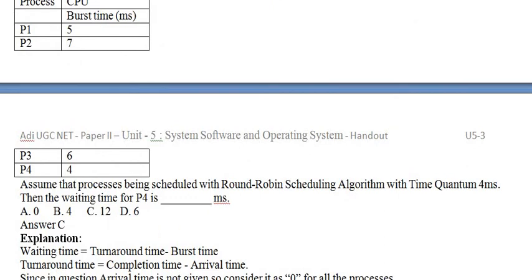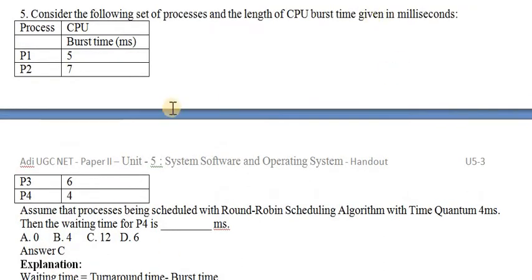Okay, so they mentioned: consider the following set of processes and length of CPU burst time given in milliseconds. Okay, so we have 4 processes. P1 completion time is 5 milliseconds, process P2 is 7, P3 is 6, and P4 is 4. Assume that each process is scheduled with the round robin scheduling algorithm with a time quantum size of 4 milliseconds.